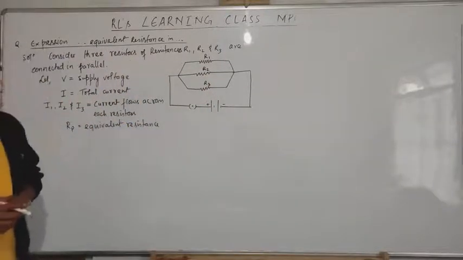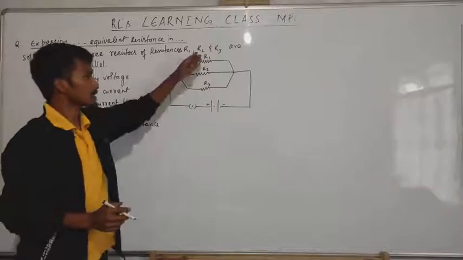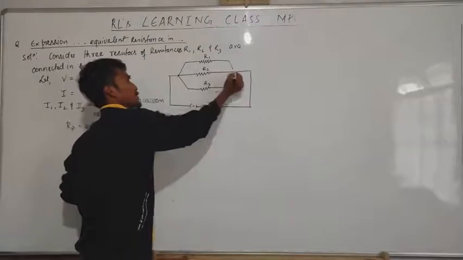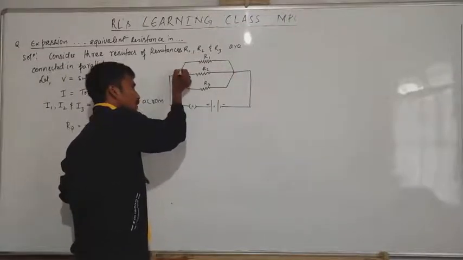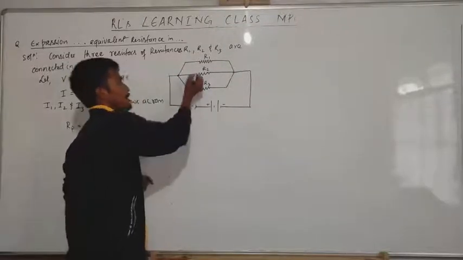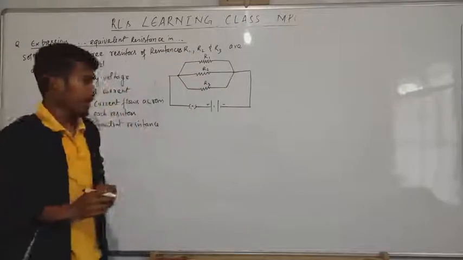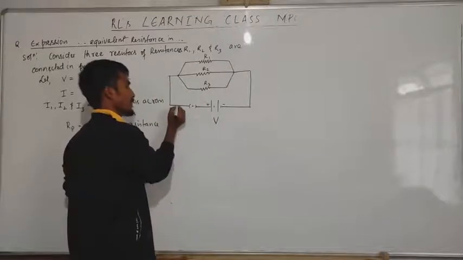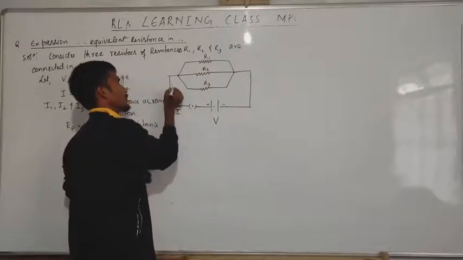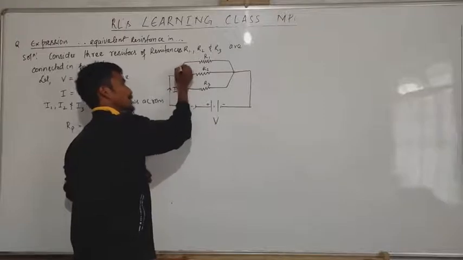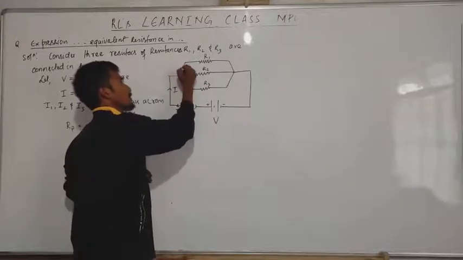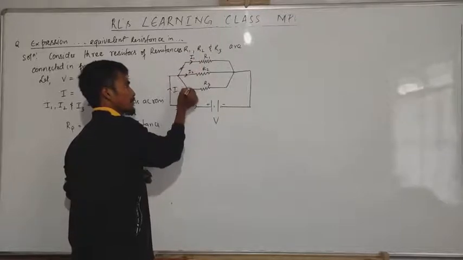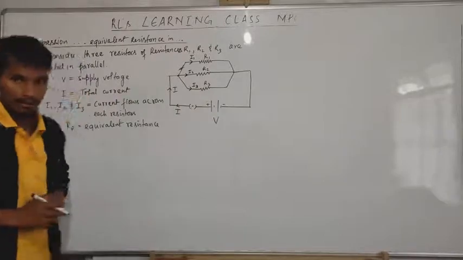Okay, now these are connected in parallel because all the resistors are connected at two common endpoints. This is one point and this is one point. And this connector is connected directly to the positive terminal. Now let's say the supply voltage will be V. Then the current here will be I. But when it reaches here, this current is divided into I1, I2 and I3.